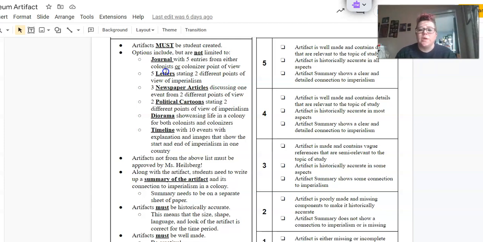Remember, the 3 newspapers and the letters need to have 2 different points of view. For the journal, you can choose 1 point of view because it's only 1 person. 2 political cartoons stating 2 different points of view of imperialism.